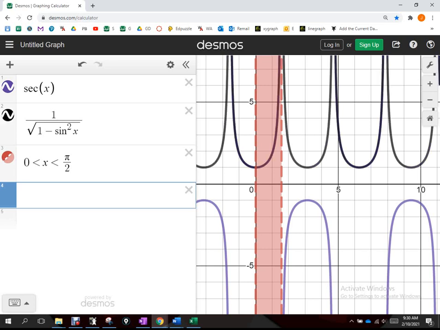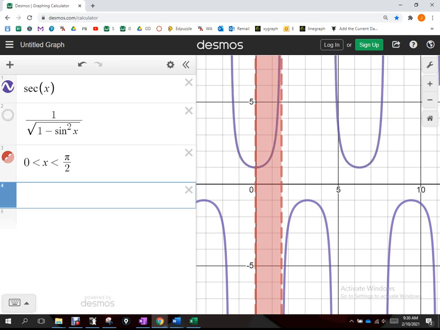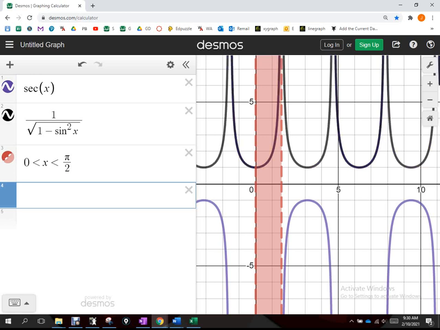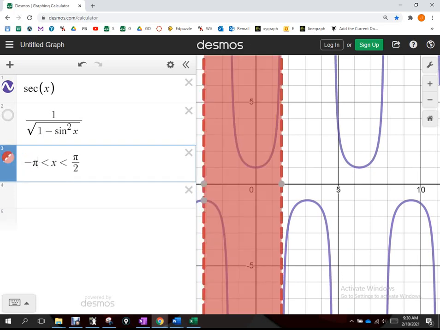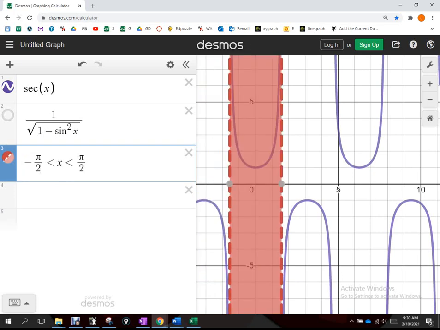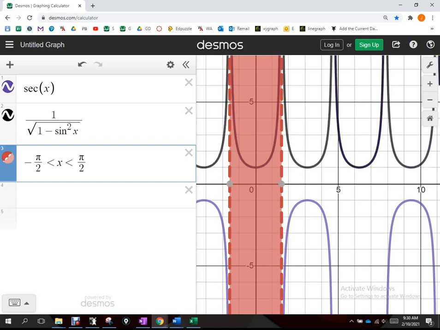Okay. So they are indeed the same in the first quadrant written in this format. Okay. They're not the same everywhere. But in the first quadrant they are. And actually, if I go from negative pi over 2, so negative 90 degrees, to positive 90 degrees, they are also identical.